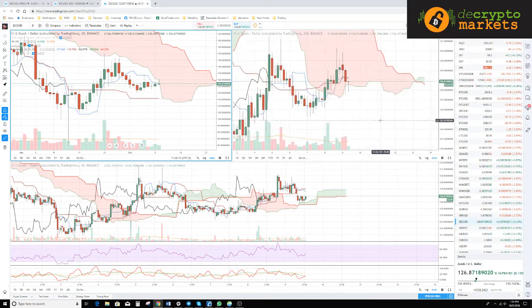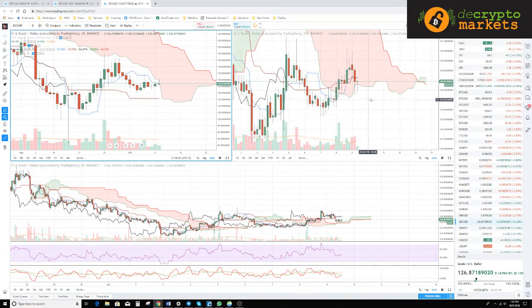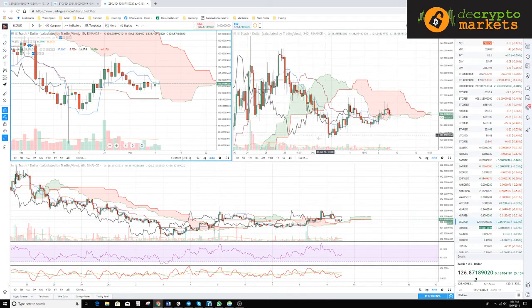That's good. The 4 hour is finding support twice now on pretty good volume above the bottom of the cloud. That's pretty bullish, I think. And then the 1 hour chart, it's just a really tight range. You know what? There's better trades.